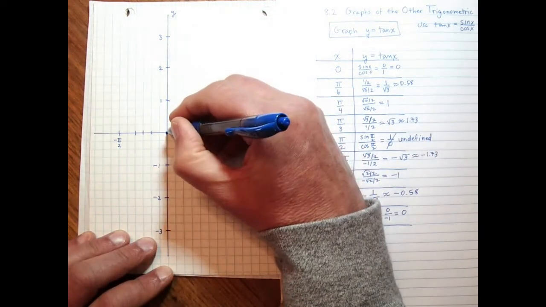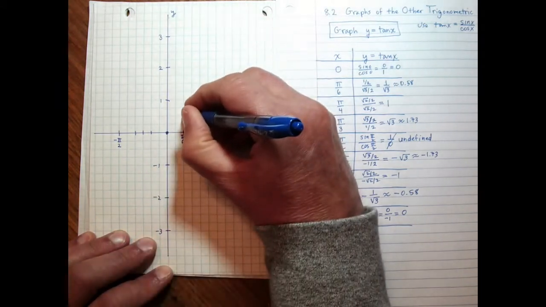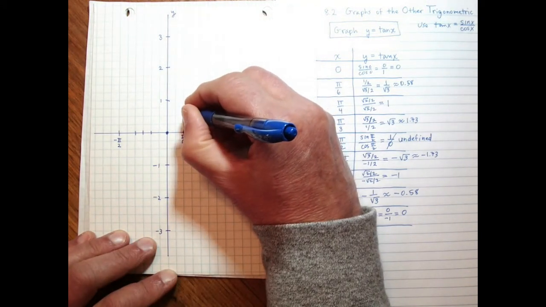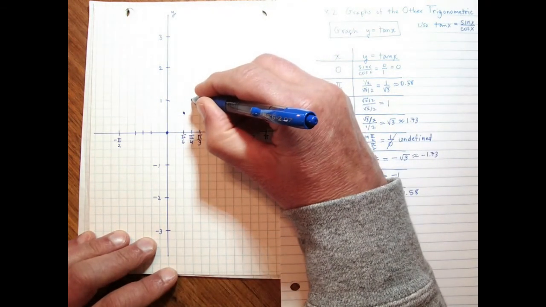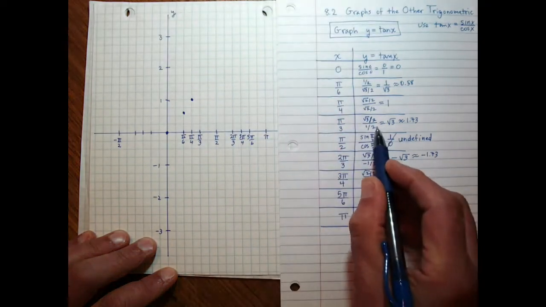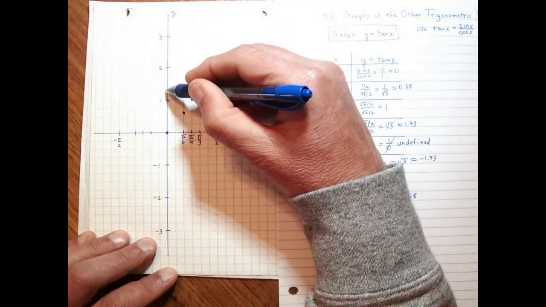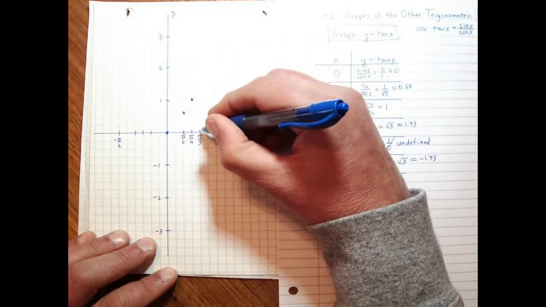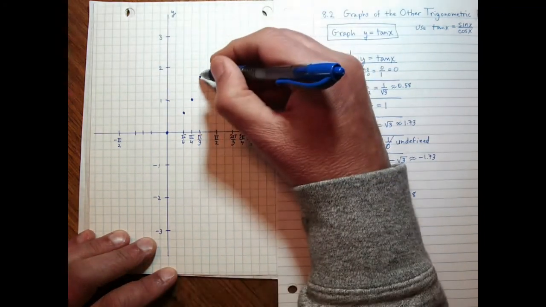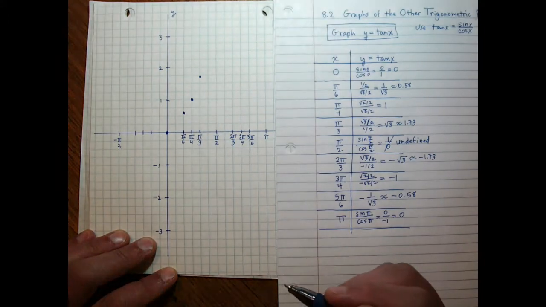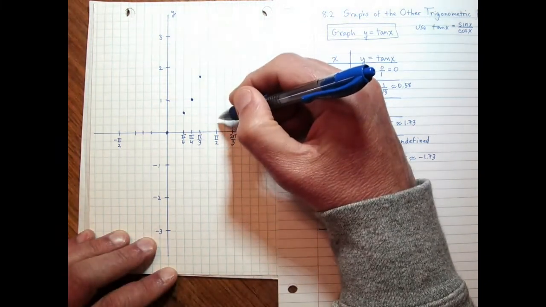Pi over 6. Notice how I marked my vertical scale. So 0.5 is about right here. Pi over 6, 0.58 is going to be above that. Pi over 4, 1 would be the point right there. Pi over 3, 1.73. This is like 1, 1.25, 1.5, 1.75. So pi over 3, 1.73 is really close to that crossing on the grid. And then pi over 2 is undefined, so I have no point to plot.